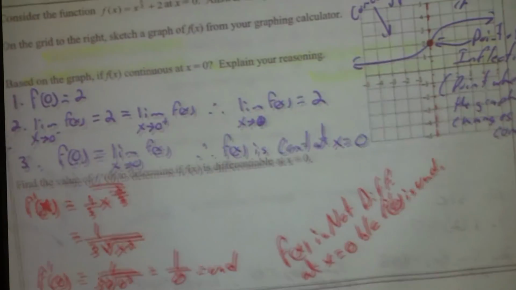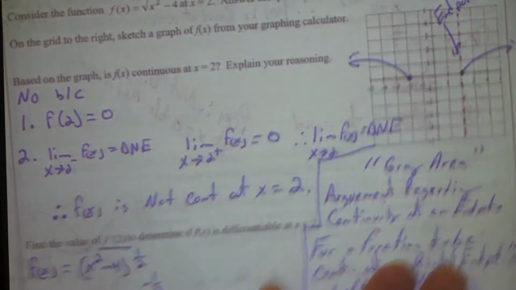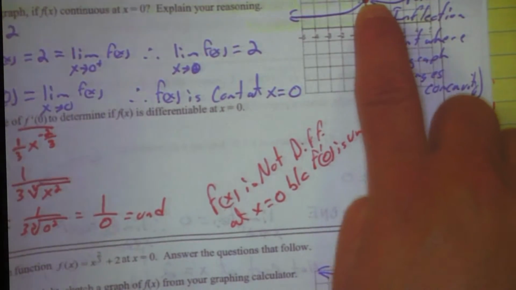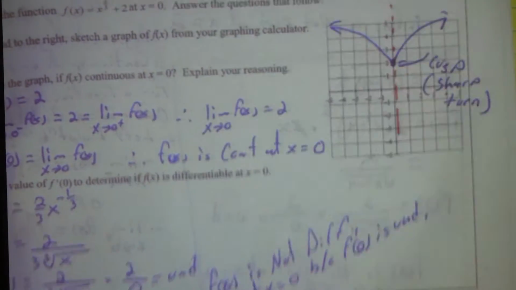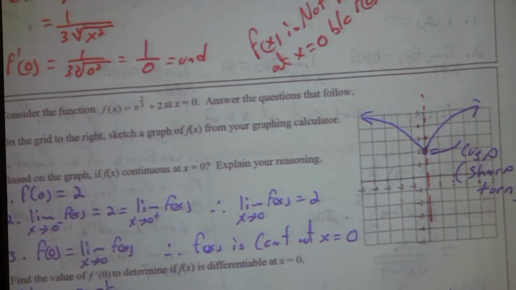Right? What did we learn? Where is the function not differentiable at? At an endpoint? At a point of inflection? At a cusp? Okay? How about if I had something that was not continuous? Like let's say I had a jump discontinuity. Would it be differentiable here?